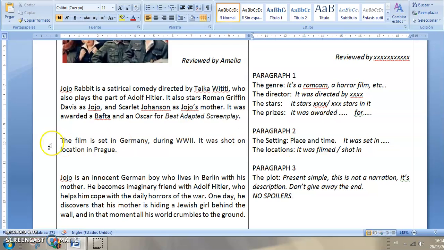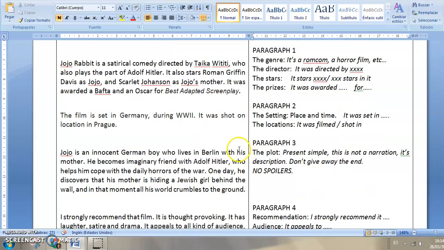In the second paragraph, the information you need to include is the setting. The setting is both place and time, and the location or locations, all right? So the setting, it was set in Germany, for example, or it was set in the 90s, the 40s, or it was set during the Second World War. And it was shot or filmed on location, okay, in Prague, the place where it was shot, okay? Remember, it can be shot on location, real places, and it can be shot in a studio.